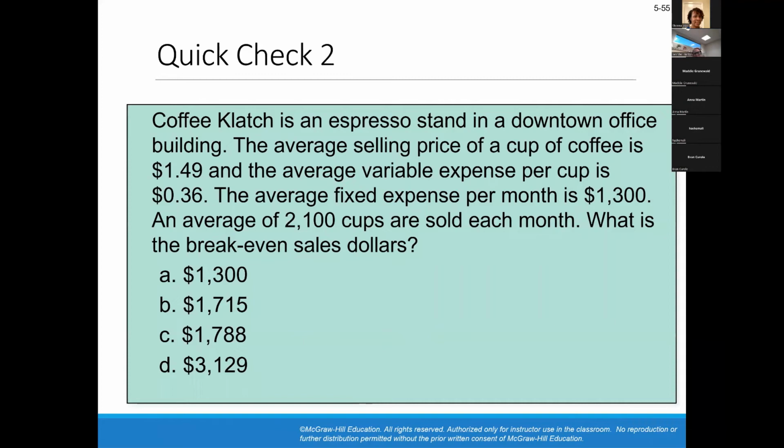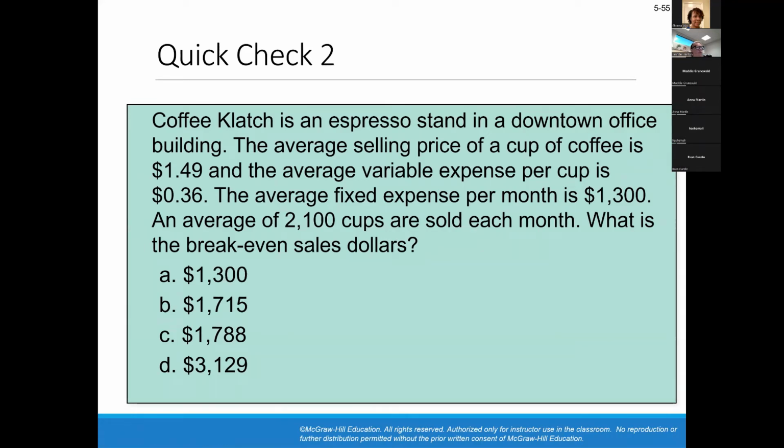All right, so now we're back to our example. So remember, our selling price is $1.49. The variable expense is 36 cents. The average fixed expense per month is 1,300. An average of 2,100 cups are sold. What is the break even in sales dollars?